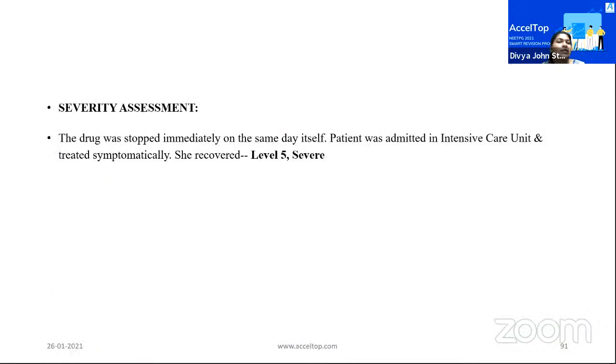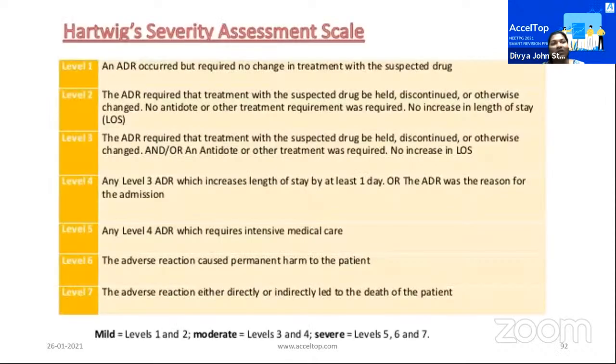Next is your severity assessment. As I told you, it is based on the modified Hartwig-Siegel scale. So what is this Hartwig-Siegel scale? Level 1 is when an ADR occurred but required no change in the treatment with the suspected drug. So you can continue giving the drug. This is usually a side effect ADR, because of the mechanistic action, an extension of action. Like when you give an antihistamine, they will have sedation. So that is bearable.